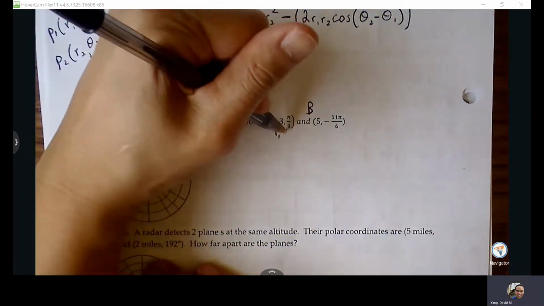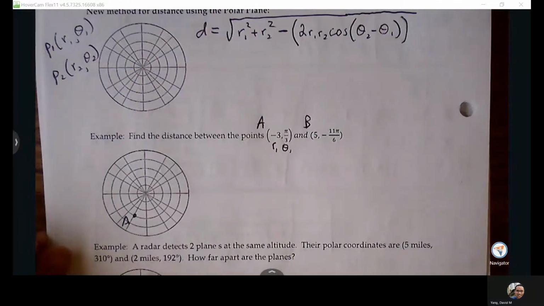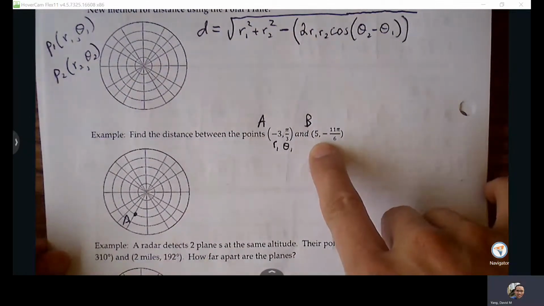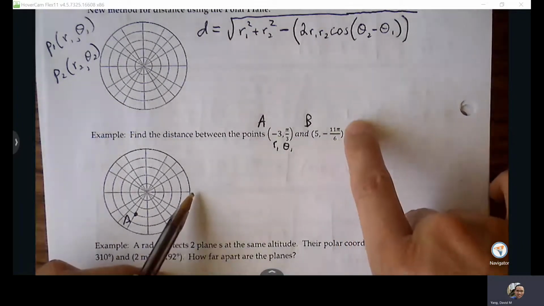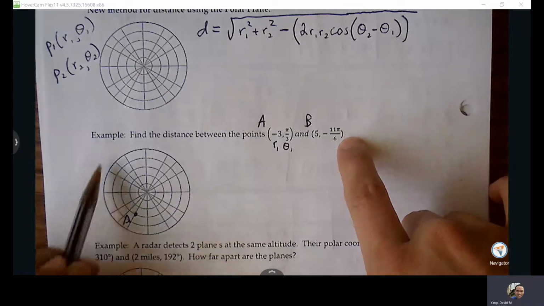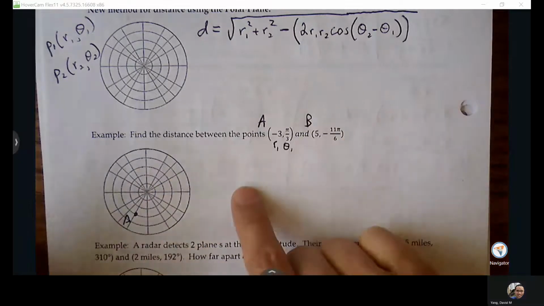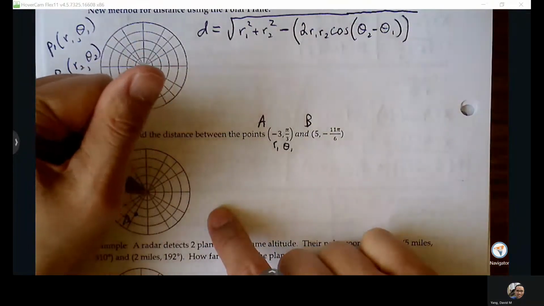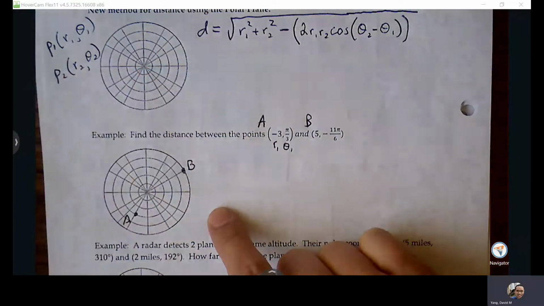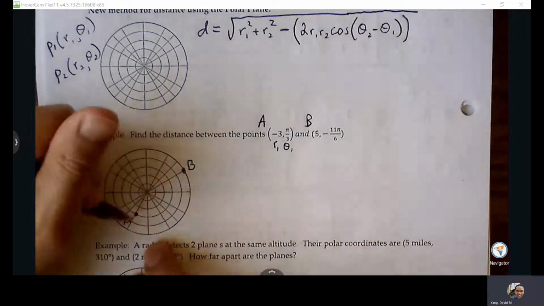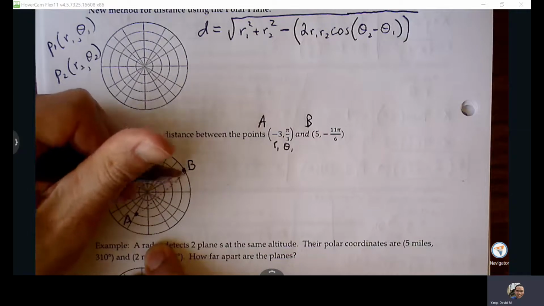Okay, and I'll label this R1, theta 1. Point B, -11 pi over 6. All right, that means if I add 2 pi to this, that's really pi over 6. So it's all the way over here, pi over 6. We're going to walk 5 units towards pi over 6. So ultimately, we're trying to find that straight line distance between points A and B.